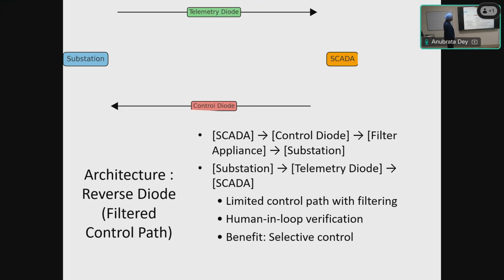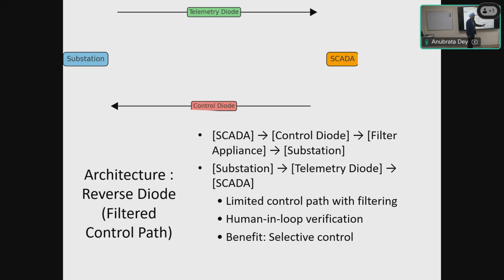And then we have a reverse diode, which I call the filtered control path. We have the telemetry diode where data flows in one direction: SCADA to control diode to filter appliance to substation, and then substation to telemetry diode to SCADA, right? The other one is SCADA to control diode, and then you filter those commands and take action. So it's a limited control path with filtering.